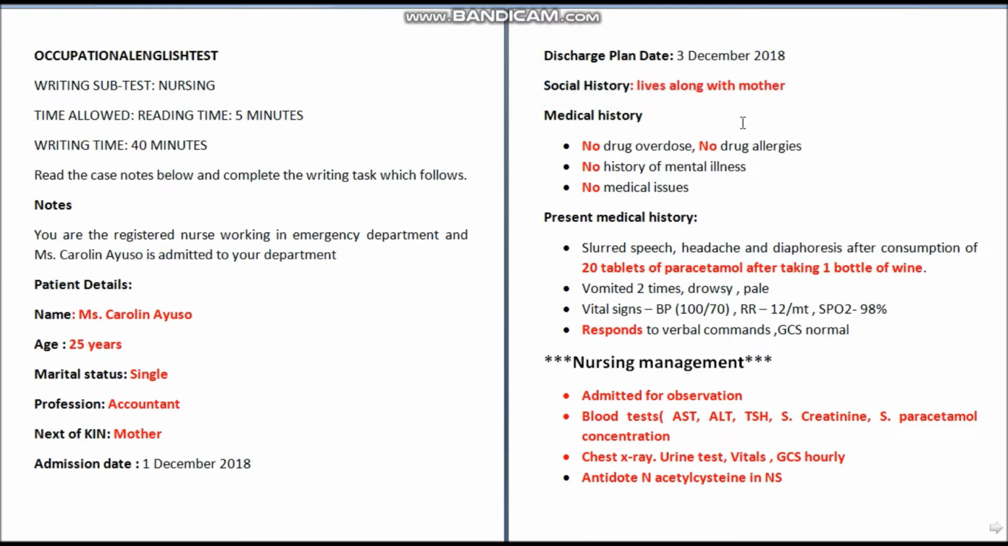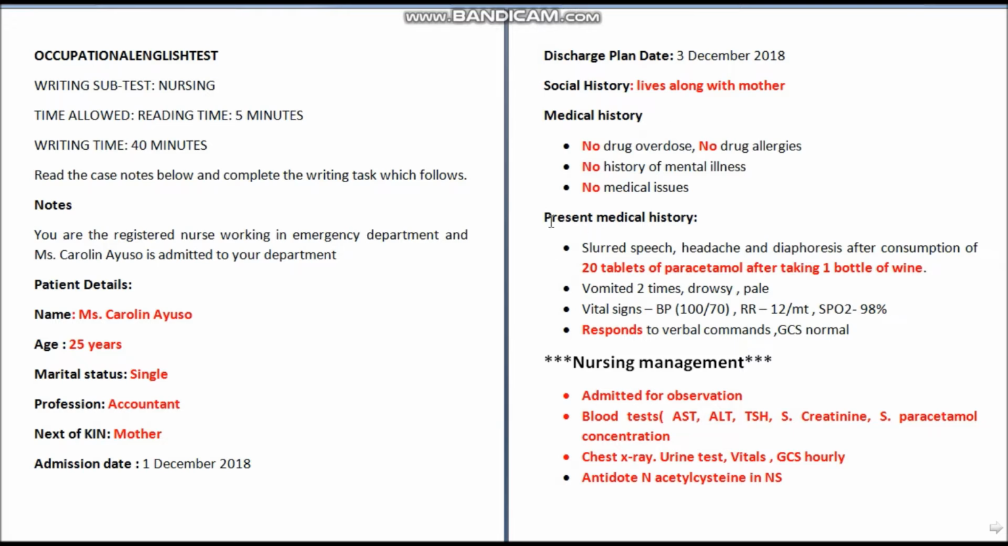So what is the previous medical history? Because we are referring the patient to the psychiatrist, we have to focus on whether the patient has any drug overdose, any drug allergies, any history of mental illness, any medical issues. The patient doesn't have any drug overdose, any drug allergy, no mental illness and no medical issues previously. So we have to include all this information in the social history paragraph.